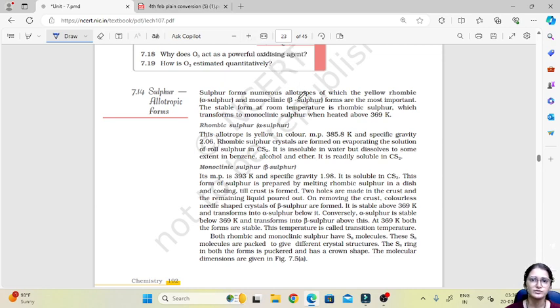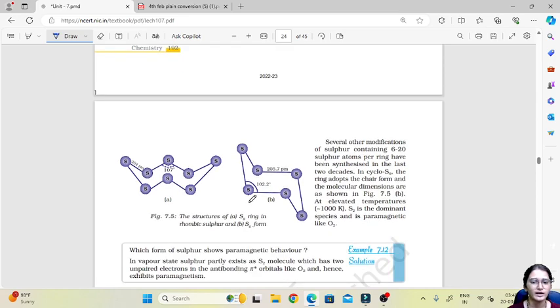Today I want to continue with the chapter P block elements from 12th standard chemistry, and I'm going to start with sulfur allotropic forms. So we have in sulfur two allotropes, rhombic sulfur and monoclinic sulfur. Rhombic sulfur is called alpha sulfur, monoclinic is called beta sulfur. Now you can see the structures of rhombic and monoclinic sulfur.